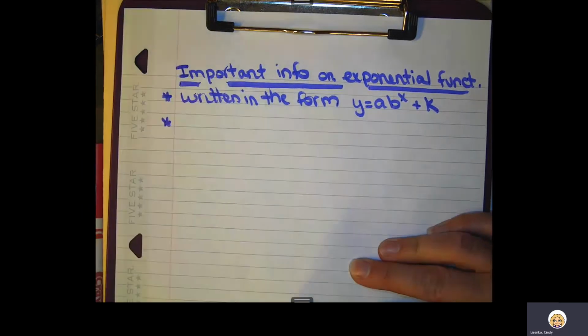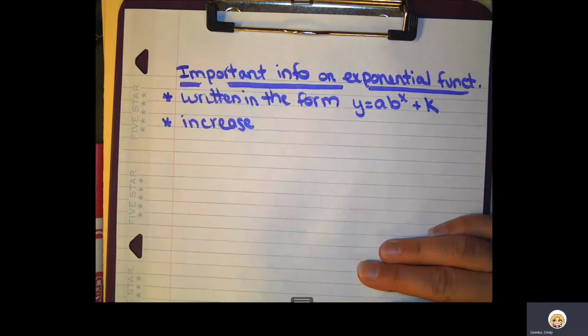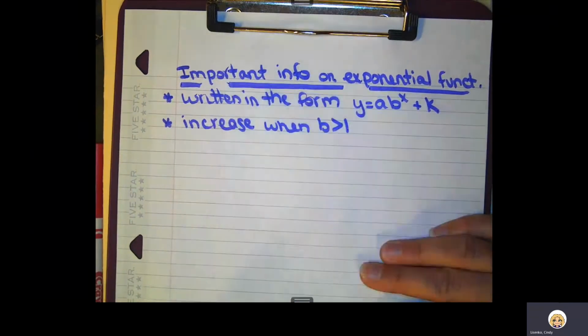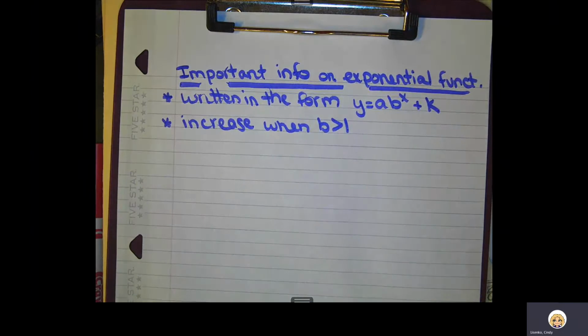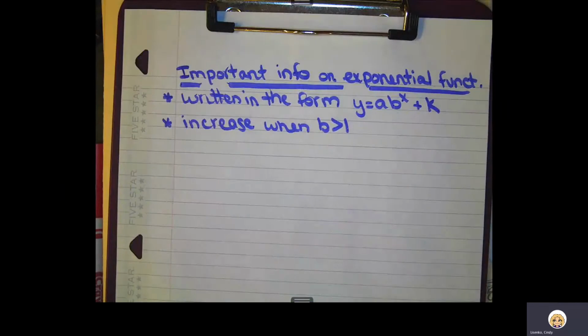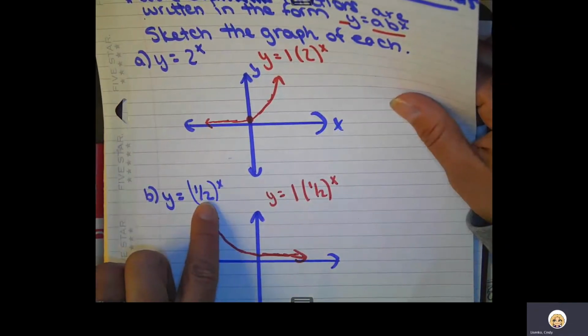The next part, can you write increase? That means goes up when b is greater than 1. So if you noticed on the front of the notes, our b was 2, which is bigger than 1. That's why it went up. It's going to decrease when it's in between 0 and 1, like this was a fraction between 0 and 1.